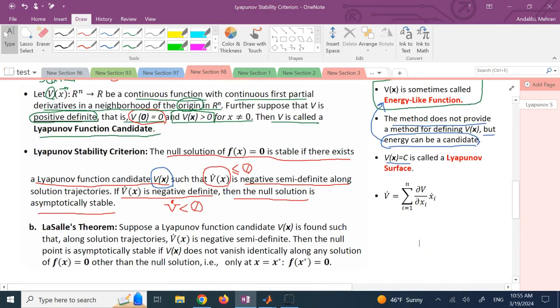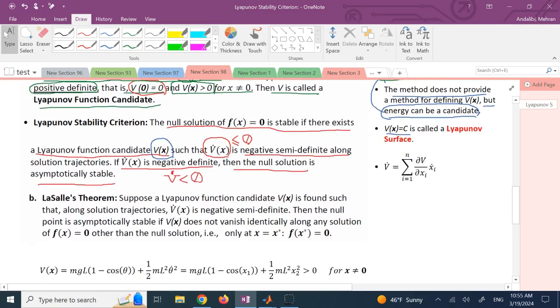Okay, so one other thing we need to know is, let's say we define some V of x, we improvise and we find some V of x, or we use some energy function. How do we take the derivative? Well, it's very easy, because V is a function of x. Taking the derivative of V is a chain rule. So we have to take the derivative of V with respect to its parameters x, and then multiply by the derivative of those x parameters or x states with respect to time. So it's going to be the partial of V with respect to x_i times x_i dot, summation i goes from 1 to n.